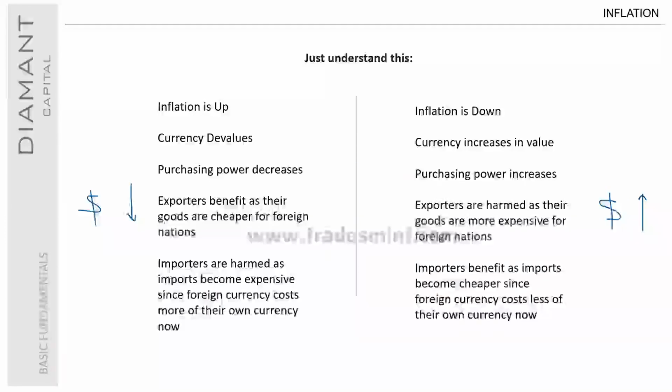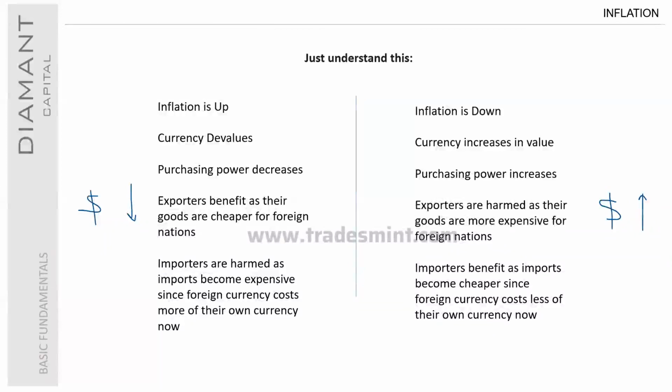Let's look at deflation now. So when inflation is down, also known as deflation, the currency increases in value. The purchasing power also increases. So you know how we said vice versa, when inflation is up purchasing power decreases, when inflation is down purchasing power increases because our currency becomes stronger. Now, there are obviously benefits and consequences of both these actions.